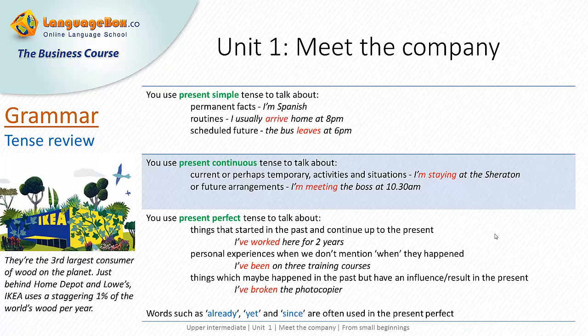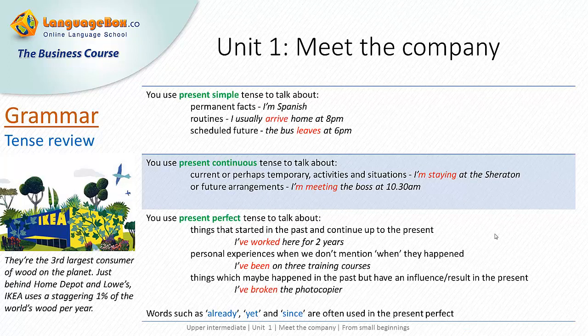We also use present simple to talk about our routines. I usually arrive home at 8 p.m. So things that we do every day, routines. I get up at 7 o'clock, I have a shower, I eat my breakfast, I go to work, I finish work at 5 o'clock, I go home, I eat dinner, I watch TV, I go to bed. All of these things are a routine, and we use present simple.